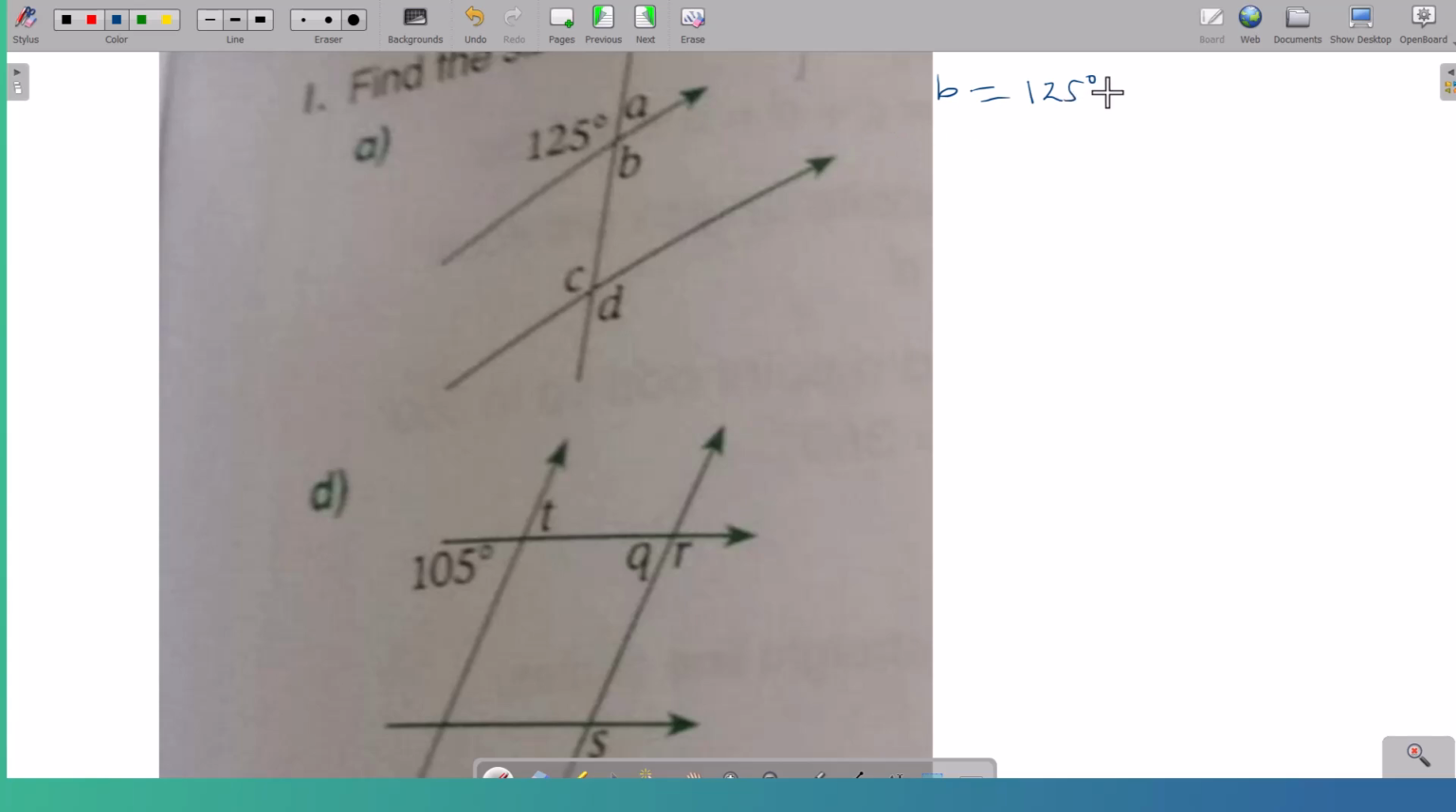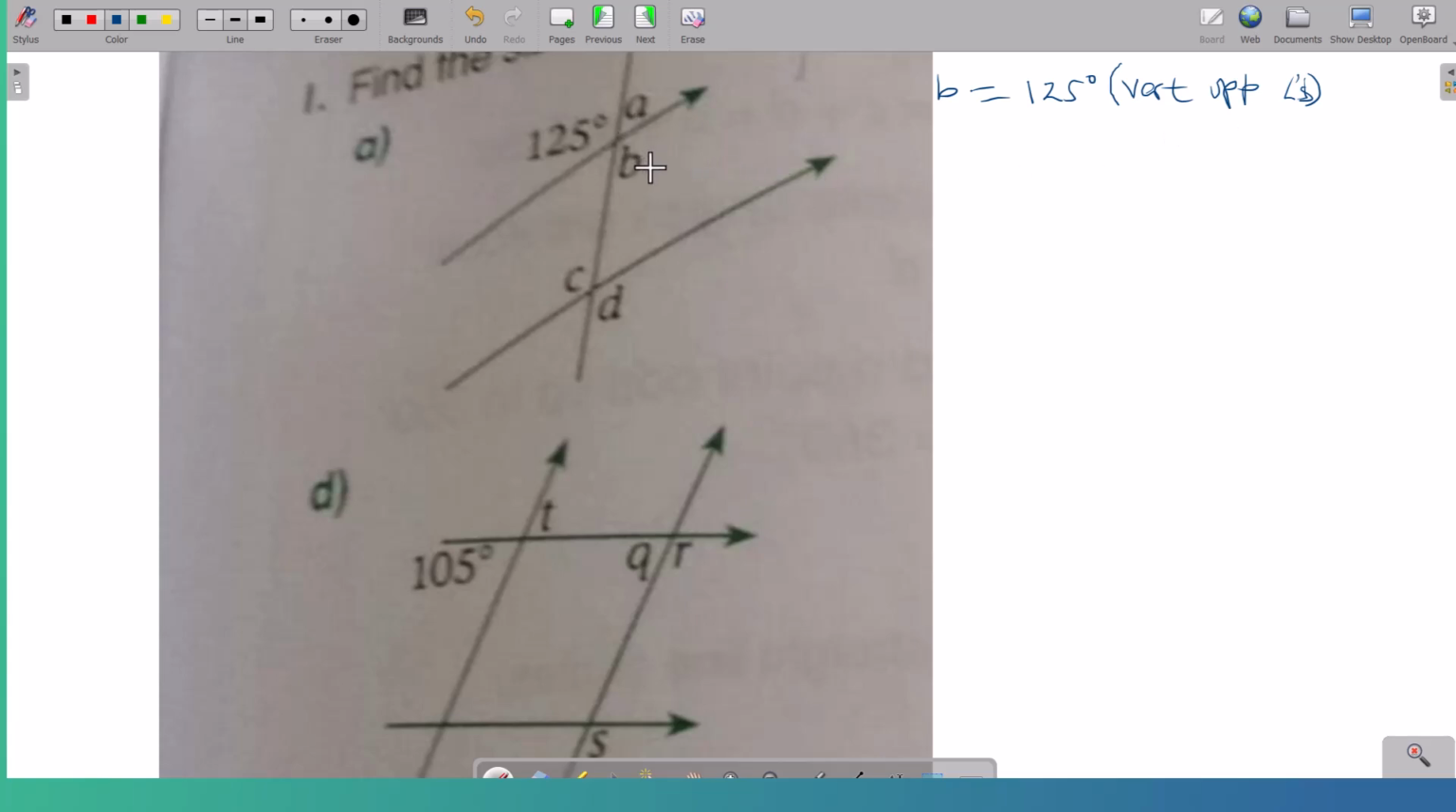Okay, what's the reason here? Why do we say B equals 125? Who can give us a reason here? Why do we say so? We say because of what? Vertically opposite angles, ne? Are we together? Yes. Okay.